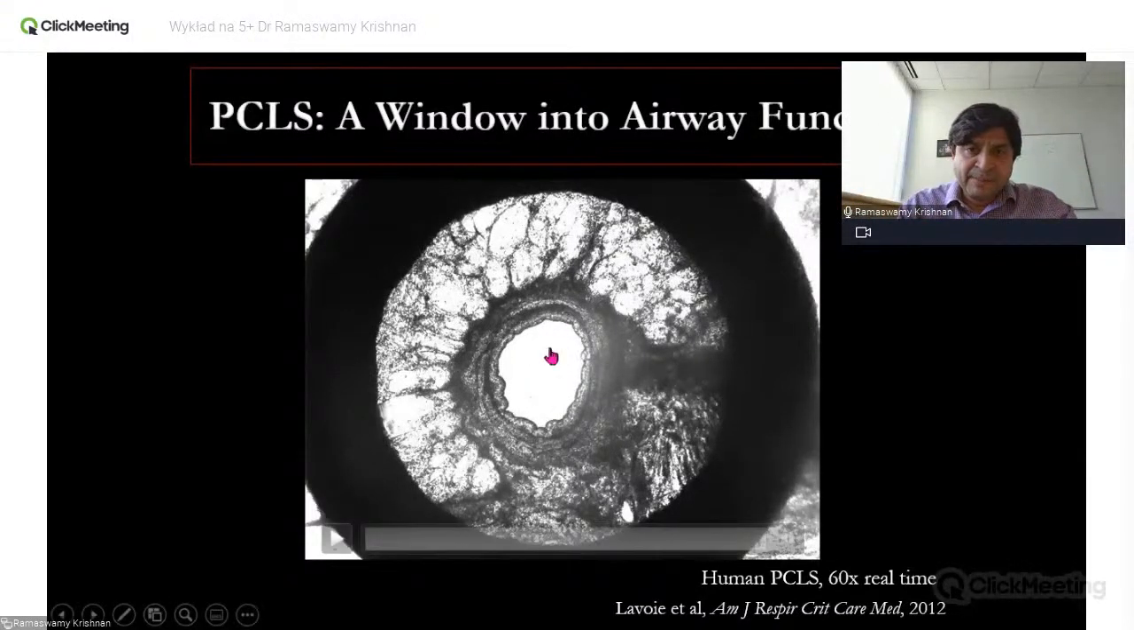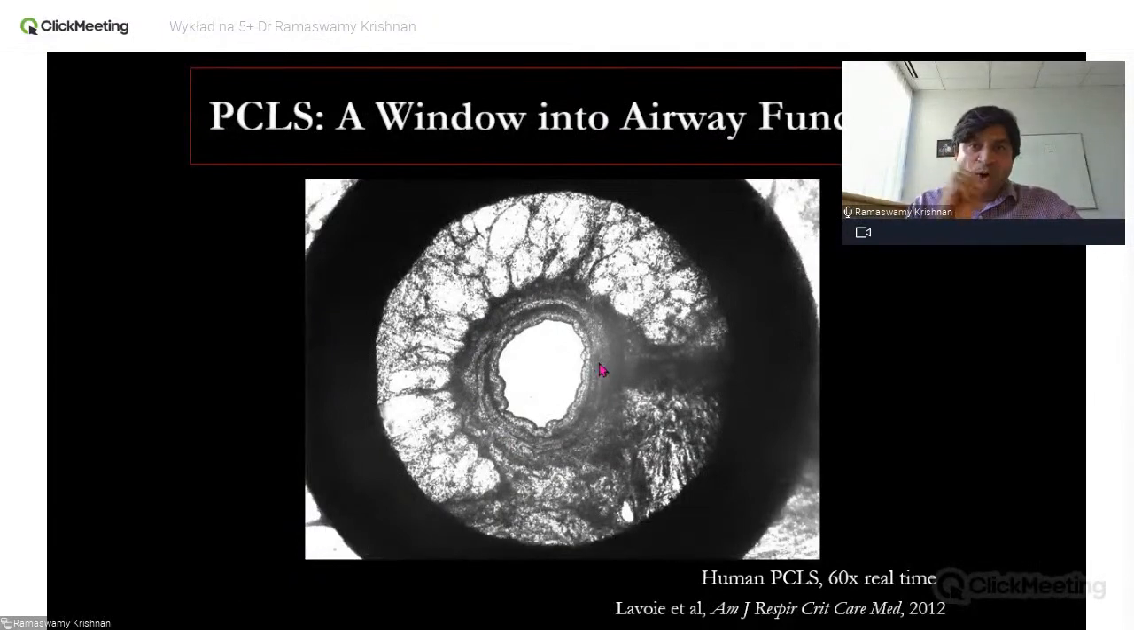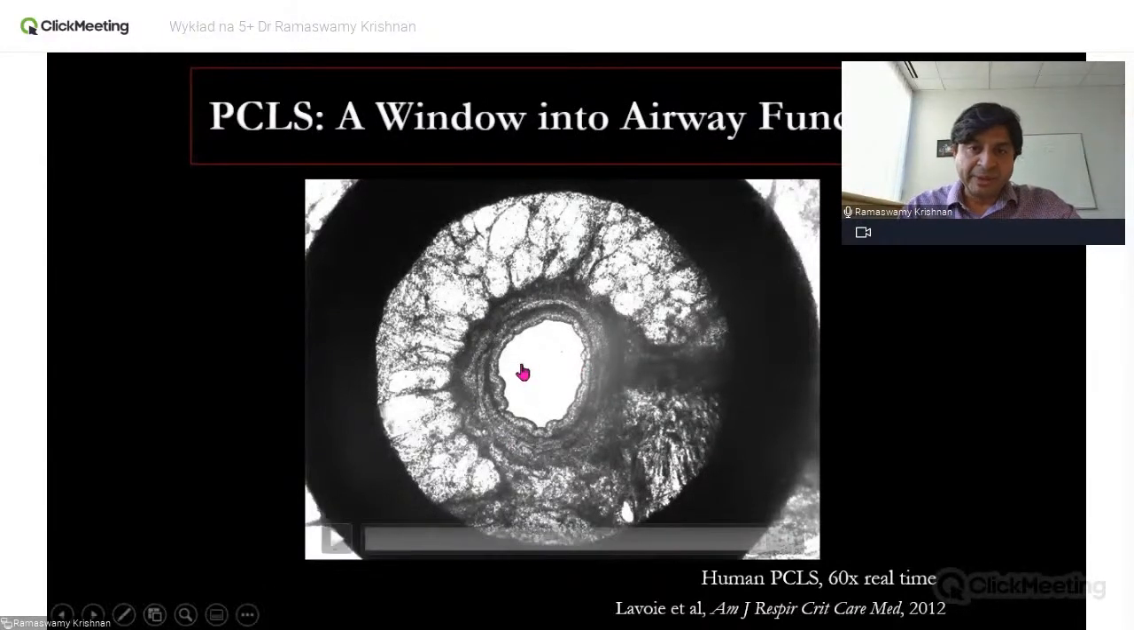But for now, this is a lung slice that's living. That's the airway. Inside is the epithelium. Around this stuff, that's the airway smooth muscle. And what I'm going to do is take that slice and run an experiment. And I want all of you to keep your eyes on the airway, okay?